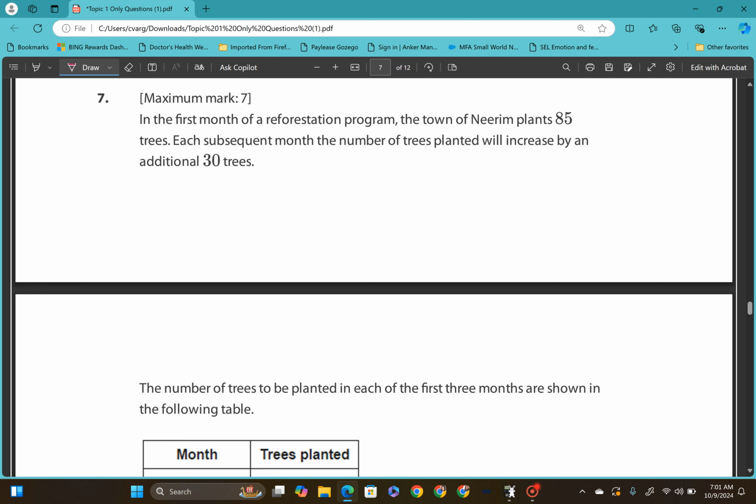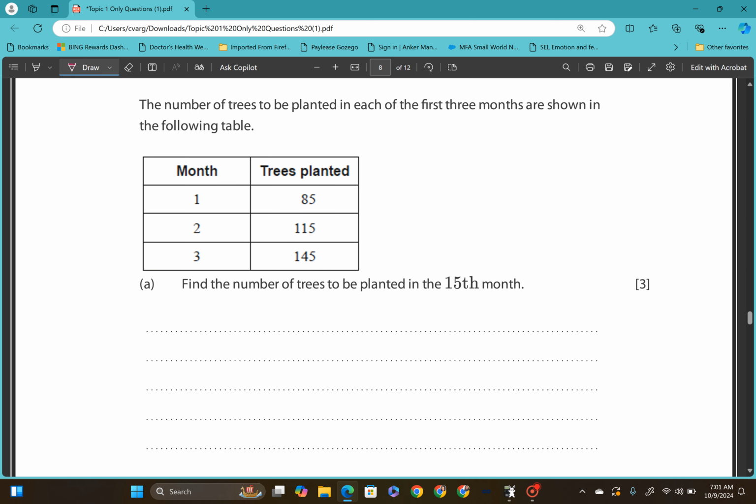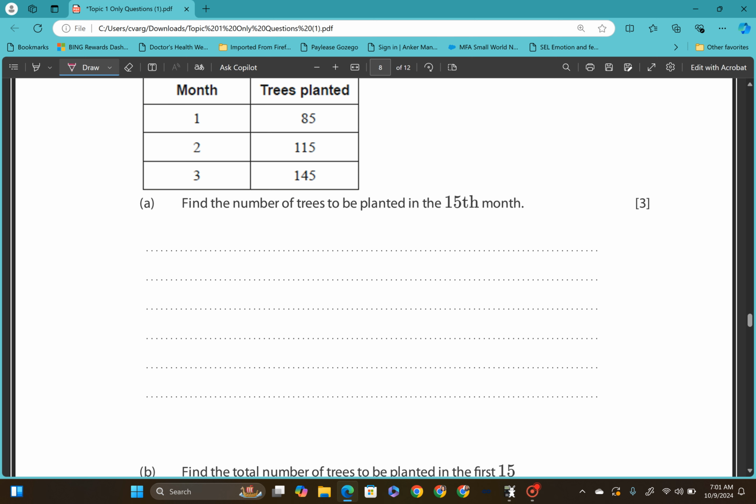Question number 7. Fun fact, a lot of you got this one more right than wrong, which I was very happy to see. Find the number of trees to be planted in the 15th month. For us to do this question, we have to use our formula, which is in our formula booklet, u1 plus n minus 1 times d. We're looking for the 15th term.